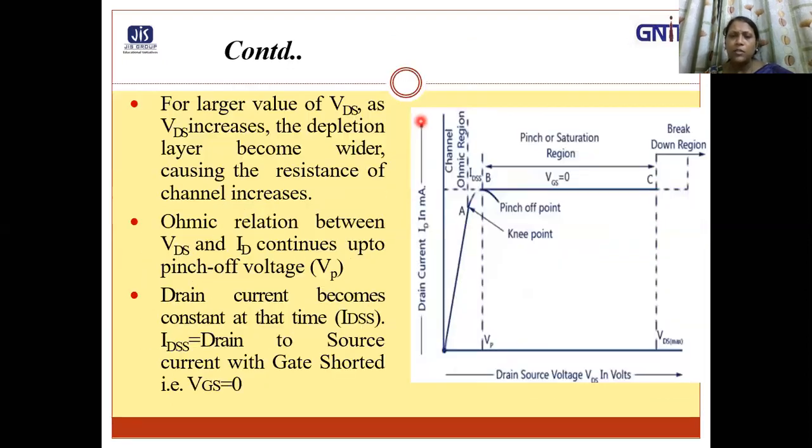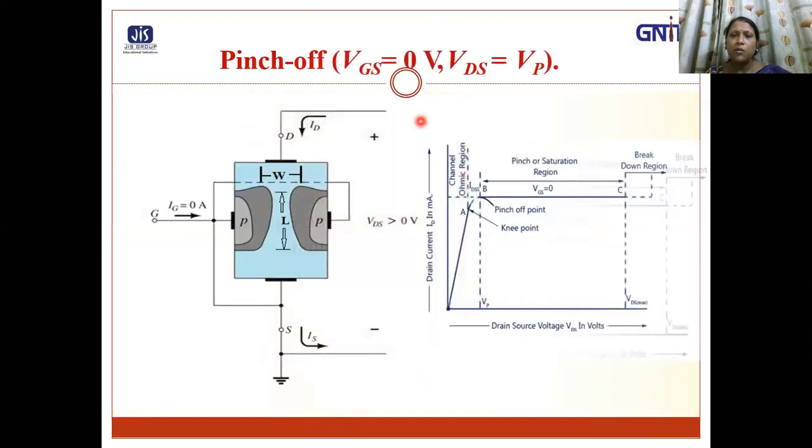Or in other words, we can tell that VDS is neutralized by increase in RDS. Actually, resistance is also increasing. So VDS is neutralized by increase in resistance. That's why in this region the current becomes constant, as ID equals VDS by RDS.